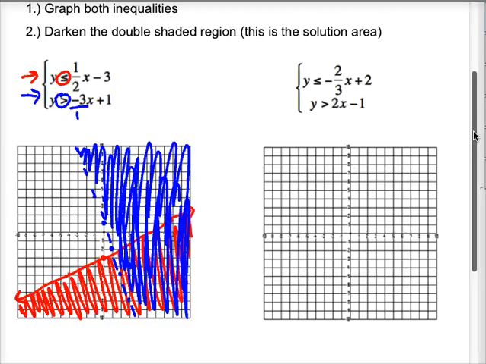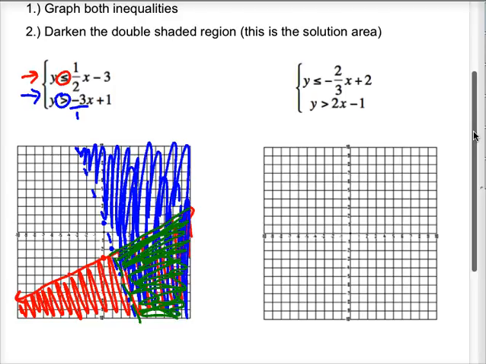And I want you to think, your double shaded region. So where's my solution region? Well, my solution region is following this solid line, that dashed line, and then it's everything right there. So that's the region you would want to darken in to show me that you understand that that is your solution region. So again, not too complicated. All you have to be able to do is graph two inequalities for me.